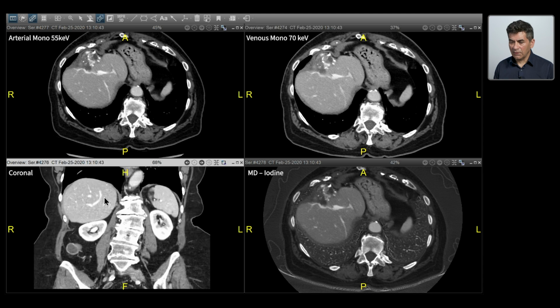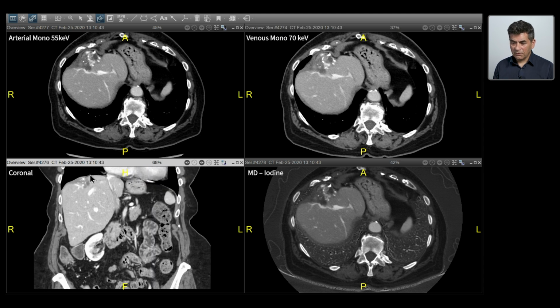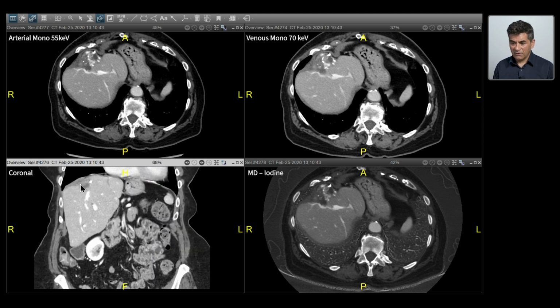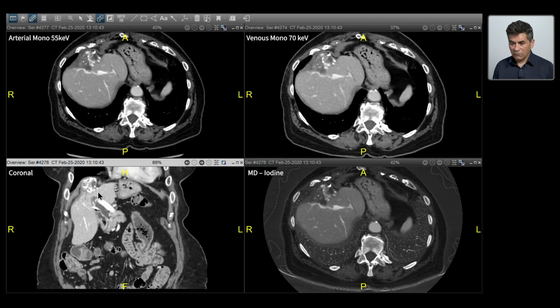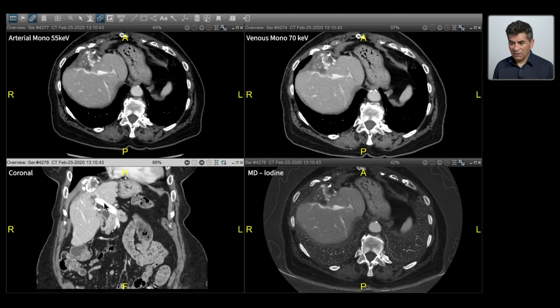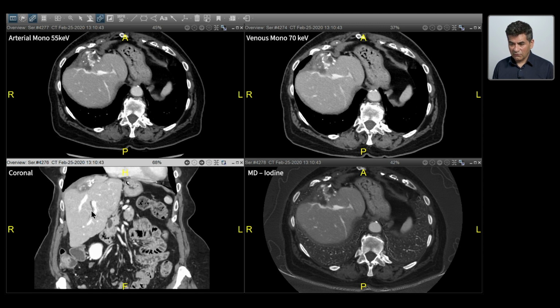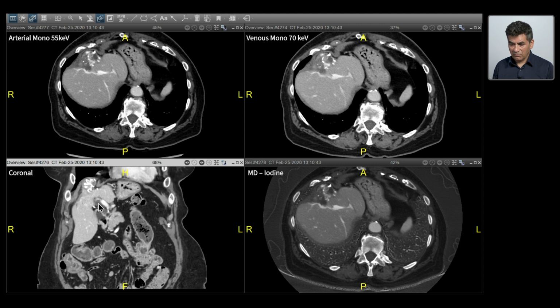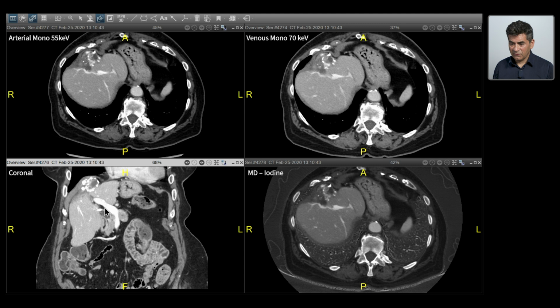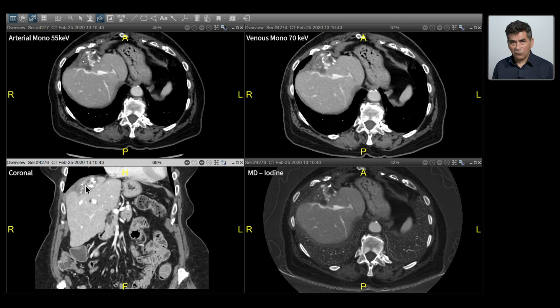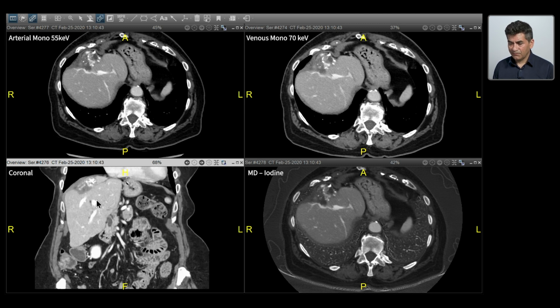We go on the coronal images to look for the margins of the lesion, if there is any abnormal enhancement along the margins of the lesions. And I continue to appreciate the same high density in the liver. We will also look at the vascular structures like portal vein to see if there is any filling defect in the portal vein. I did not appreciate. There is a lot of atrophy or a volume loss in the liver.